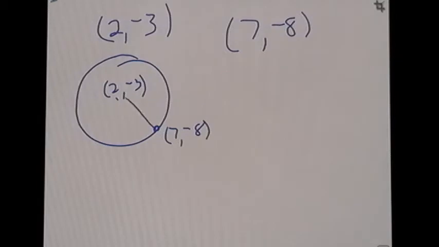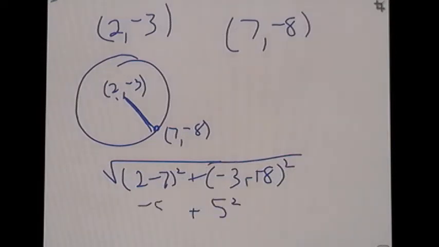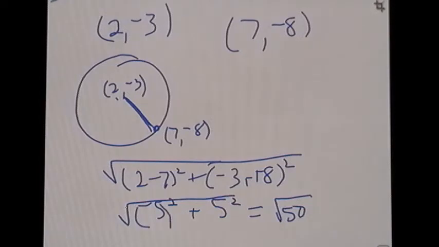Okay, so to find the distance between these two, we're going to do the square root of, subtract your x's, 2 minus 7 squared, plus, subtract your y's, negative 3 minus negative 8 squared. So we're going to get 5 squared here, and negative 5 squared here. So that's going to give us the square root of 50. Now when you do the negative 5 squared, it squares the negative as well, giving you 25 plus 25, which gives us the square root of 50.